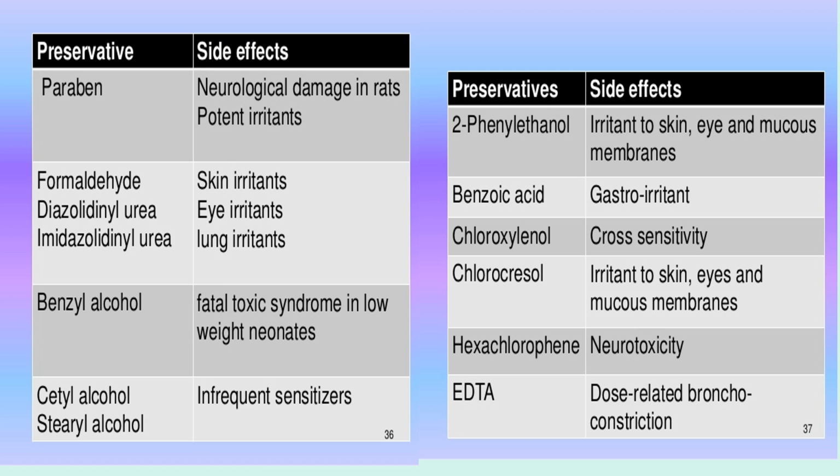Benzocaine causes gastrointestinal effects. Chlorhexidine causes cross sensitivity. Chlorocresol is an irritant to skin, eyes and mucous membranes. Hexachlorophene is neurotoxic, and EDTA causes dose-related bronchoconstriction. So patients with asthma should be careful when taking any preparation containing EDTA. These are some of the side effects associated with preservatives, which have to be considered in various preparations. Thank you.